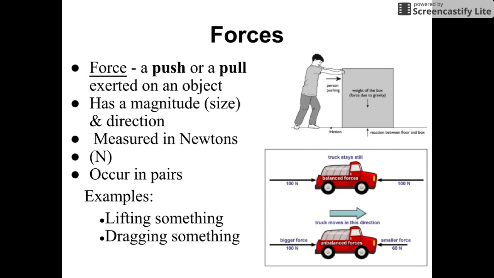An easy one to think of would be something sitting on a desk. You've got gravity pulling it down, you've got the desk pushing up on it. It is just sitting there, meaning those forces are balanced. So most forces are going to be occurring in pairs. So when you are lifting something, when you're dragging something, those are examples of forces as well.